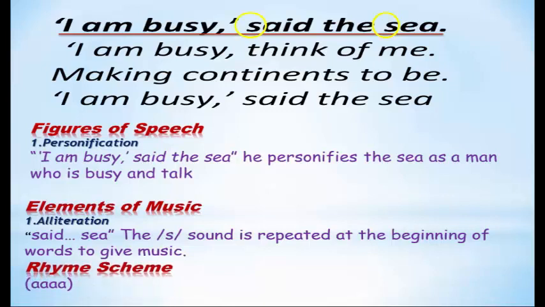And now let's pick out the rhyme scheme. Let's look at the ending of each line. "Sea," this is the first sound. "Sea, me, be, sea." They are the same, so we are going to give them A, because the first sound is repeated 4 times here.